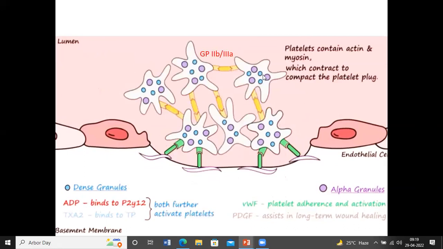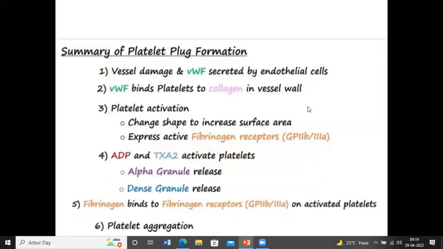So what happens once it is activated? The GP2B and 3A receptors are going to bind to fibrinogen, which is circulating in the blood, which is produced in the liver, and it forms a platelet aggregation and results in a platelet plug. Platelets, as we all know, also contain actin and myosin, which can contract and cause compaction of the platelet plug that is formed. So this is what happens.